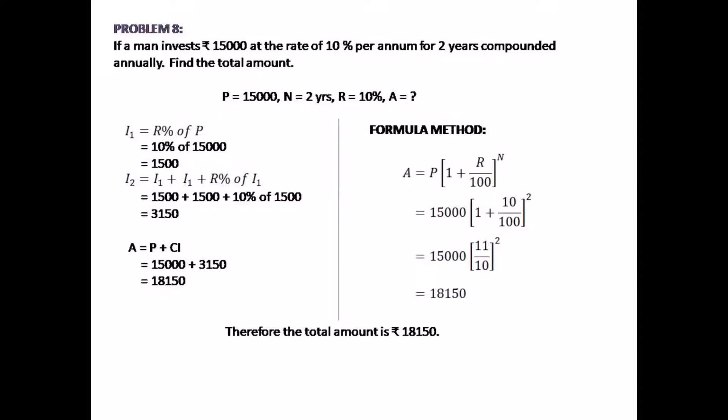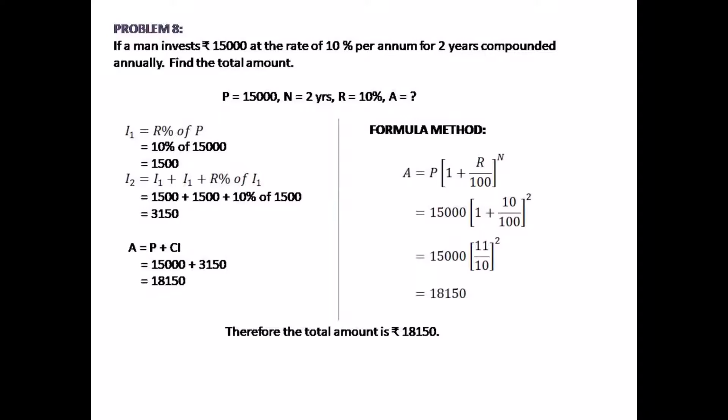Gives I1 is 1500. I2 equals I1 plus R percent of I1, that is 1500 plus 10% of 1500, gives I2 is 3150. Total amount equals principal plus compound interest, that is 15,000 plus 3150.